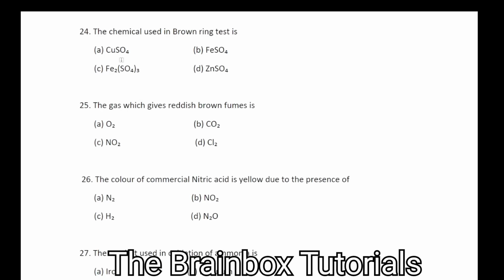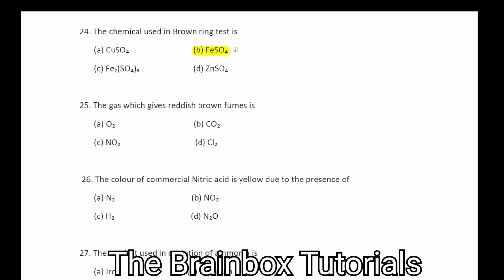Coming to question number 24, the chemical used in brown ring test is option A, copper sulfate CuSO4, option B, FeSO4, that is ferrous sulfate, option C, Fe2SO4 that is ferric sulfate, and option D, ZnSO4, that is zinc sulfate. And correct option is option B, FeSO4. Remember, freshly prepared ferrous sulfate is used.